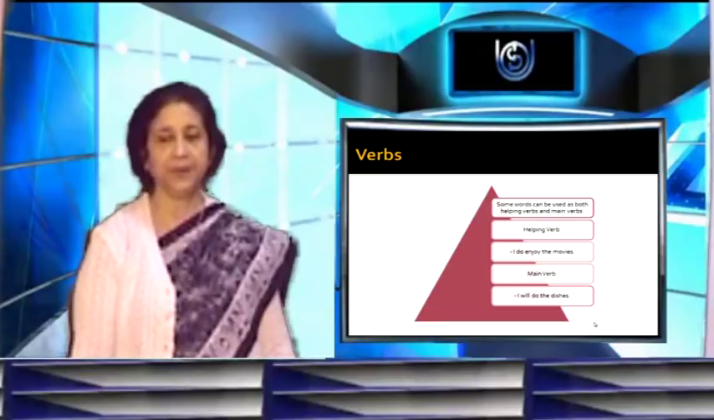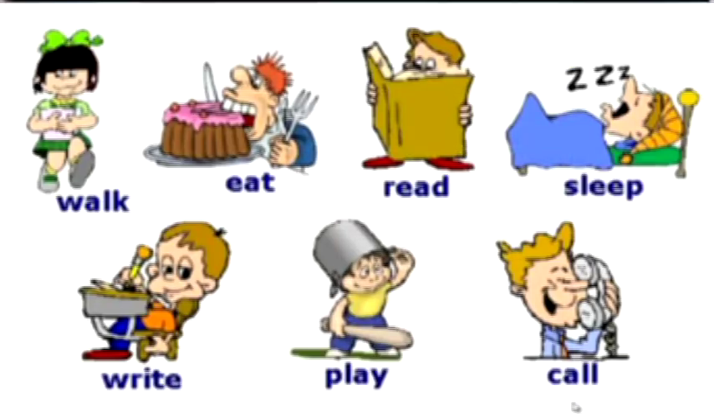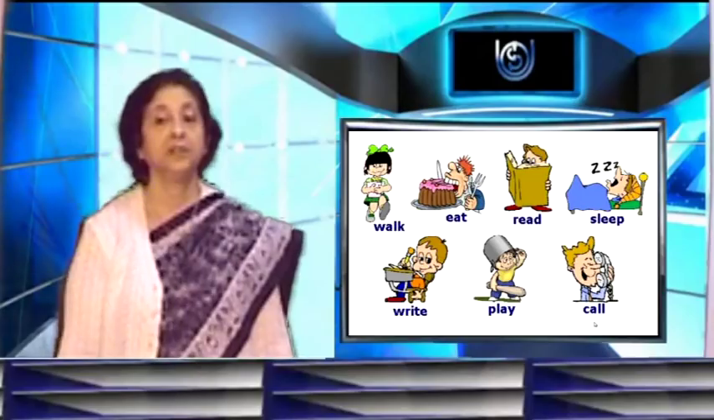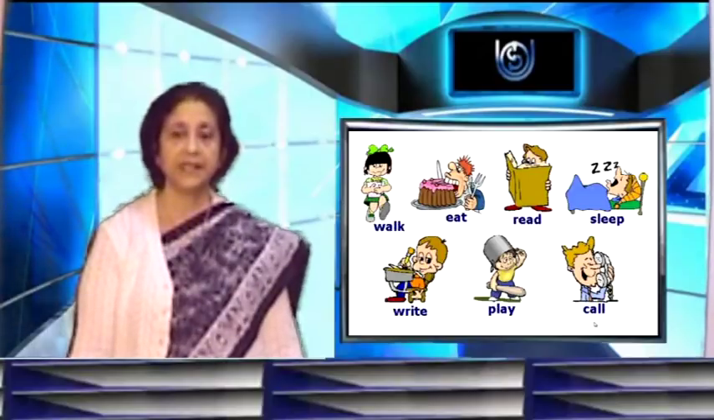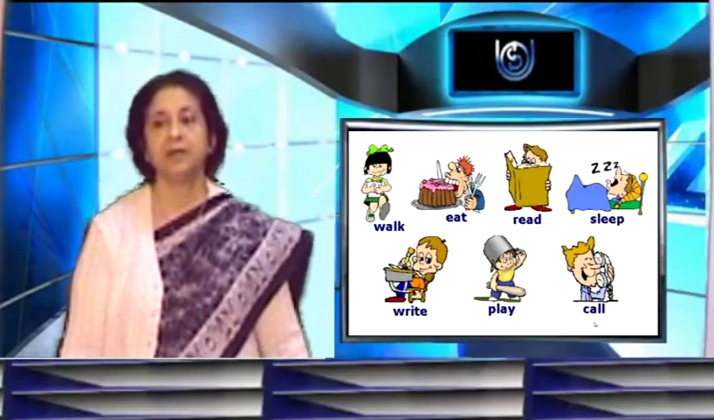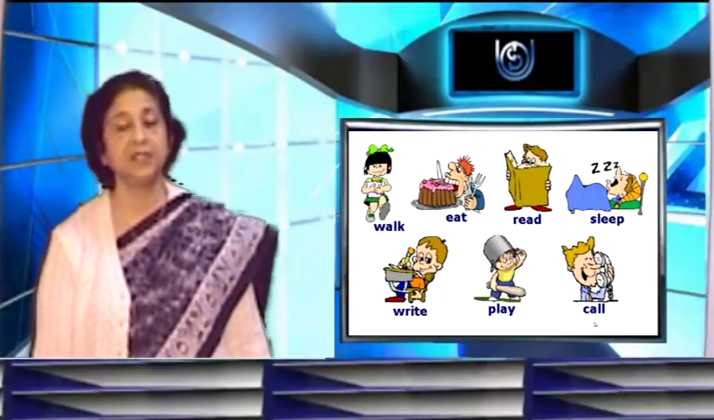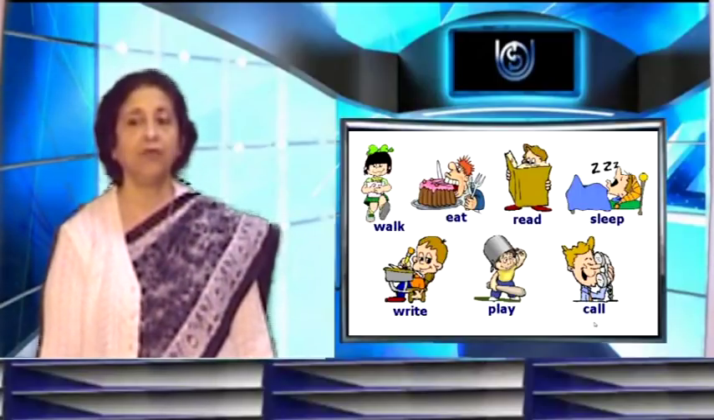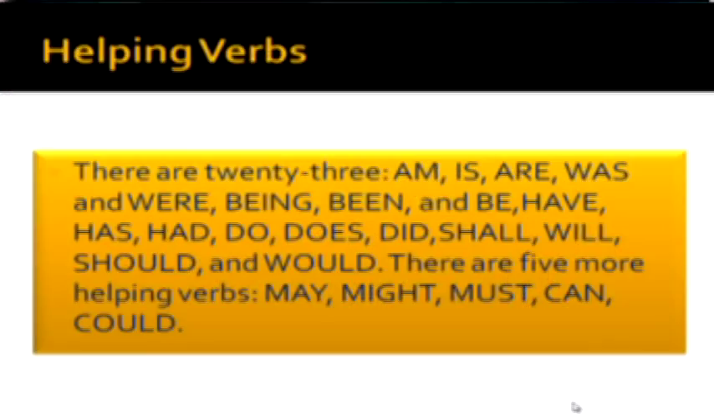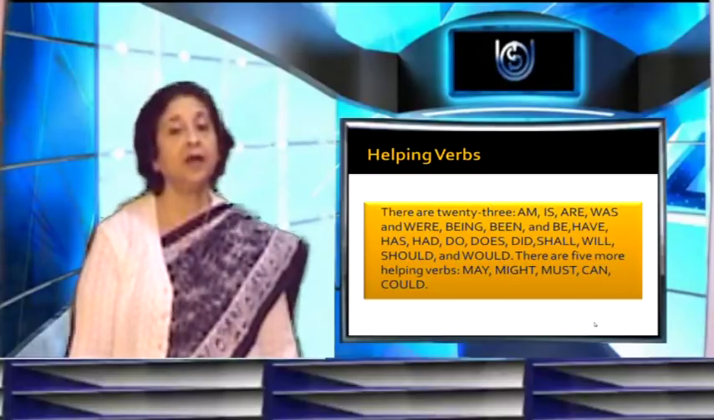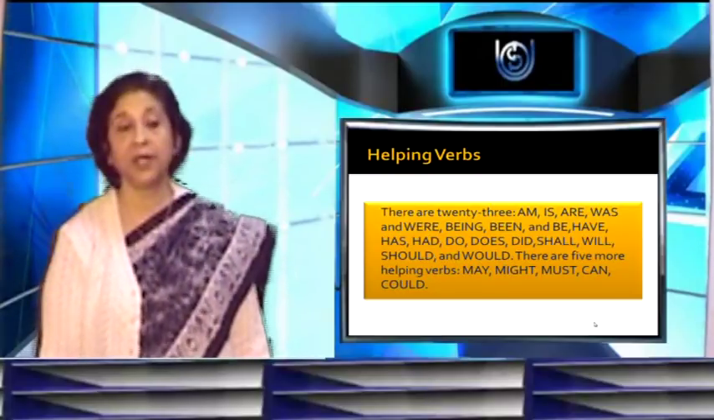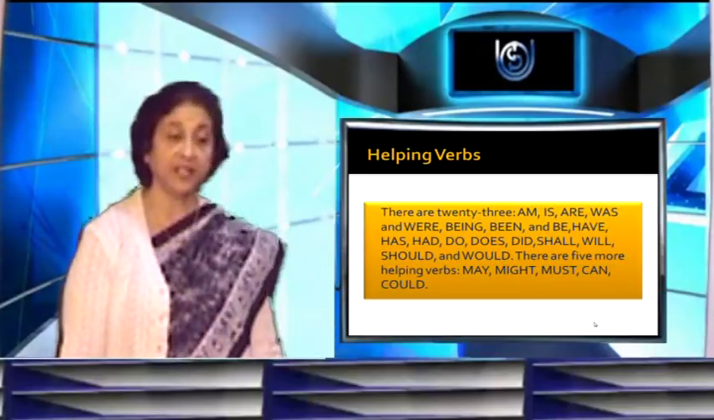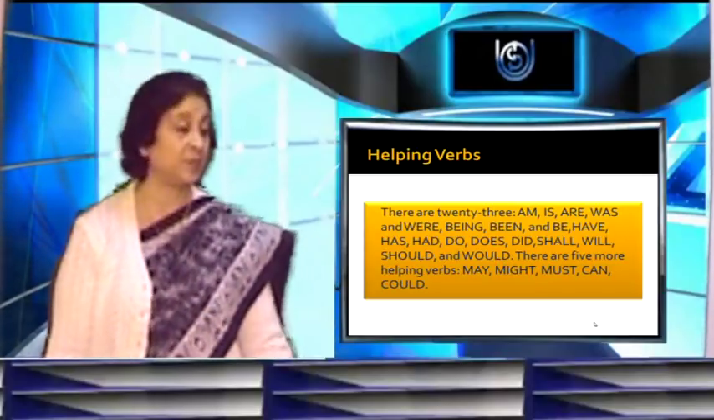So there are some examples of the action words. These are all action words, or the main verbs: walk, eat, read, sleep, write, play, call. What are these? These are all actions, so these are verbs. Now helping verbs. As I already explained, there are main verbs, the action words, and the helping verbs. Together, the helping verb and the action word are called a verb phrase. These are the different kinds of verbs I am explaining to you.